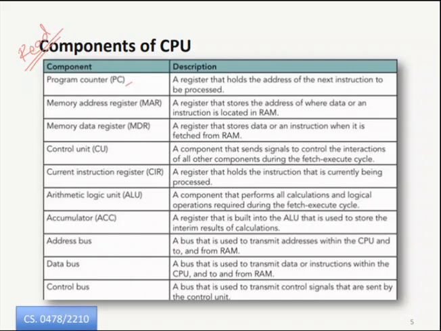PC: the program counter holds the address of the next instruction to be processed. MAR, the memory address register, stores the address where data or an instruction is located in the RAM. MDR, the memory data register, stores data and/or an instruction when it's fetched from the RAM. Control unit: the component that sends signals. Let's just read it many more times so that you are able to understand.